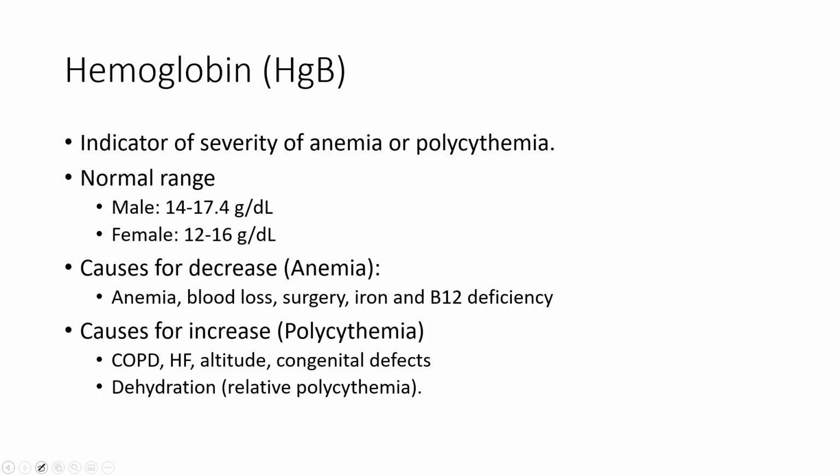So we can see decreases due to anemia, blood loss, like we can see after surgery, and iron or B12 deficiency, which are substrates which we need to produce hemoglobin. Causes for increase, again, polycythemia, similar causes that we would see increasing red blood cell count. This could be also relative polycythemia if the patient comes in dehydrated.